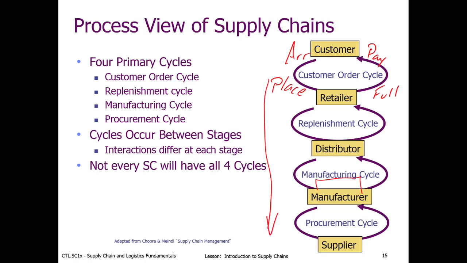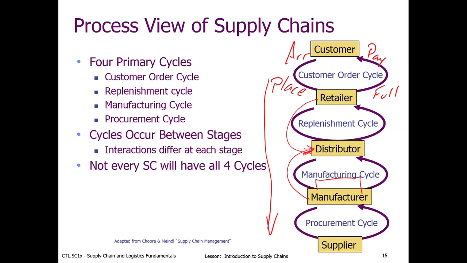And so as I move upstream from my customer to my retailer to distributor to manufacturer to supplier, you can think of the lead time of fulfilling gets longer, right? Because if I come in to that coffee shop, I expect to get my order fulfilled immediately. Well, it might take a longer time for that retailer to get fulfilled from the distributor, longer even from the manufacturer to that distributor, and so on.